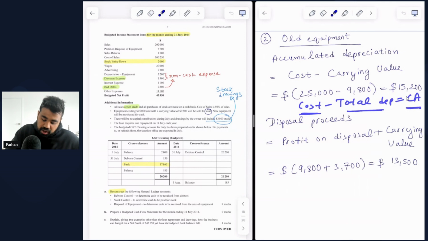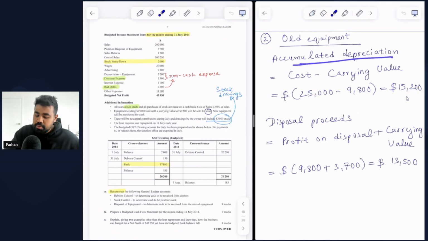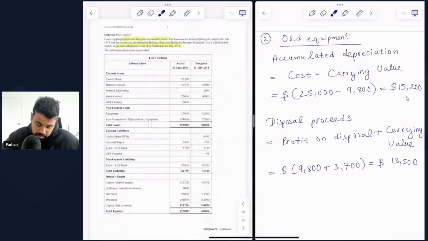In this question, in the second line of the additional information, we're given both the carrying amount and the cost, but not the total depreciation, right? So how do we find this total depreciation? You can simply find it by using algebra, where you make the total depreciation, which is the accumulated depreciation, the subject of your equation, and you start with the original cost and subtract the carrying value, which is $25,000 in original cost minus $9,800 in carrying value, and that gives you $15,200 as the accumulated depreciation for the old equipment.